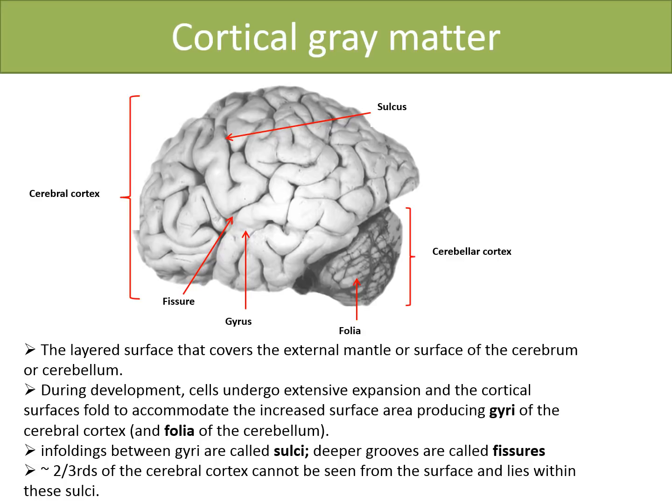The cerebellum also has these gyral patterns, but they're called folia. Separating the gyri on the cortex, we refer to sulci, or deeper fissures. Separating the folia on the cerebellum, we refer to as fissures. Notice that a good deal of the gray matter, that is of cell bodies, are buried within the walls of these sulci, so we don't see them from the lateral surface.